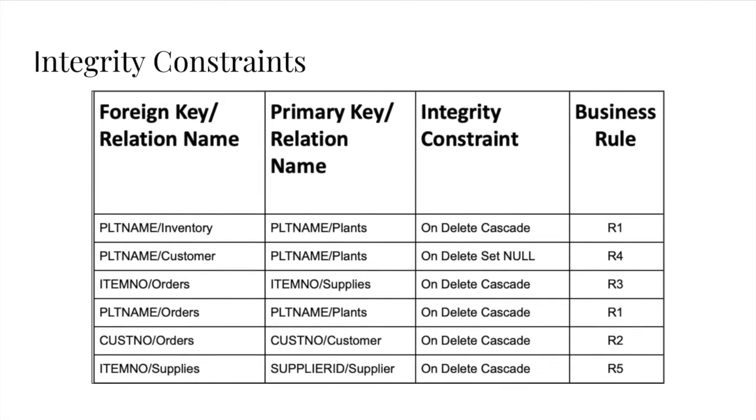The constraint then is called on cascade delete. One cannot exist without the other. So once a plant is no longer carried, it will also be deleted from any orders and inventory because you can't sell something that you no longer carry.